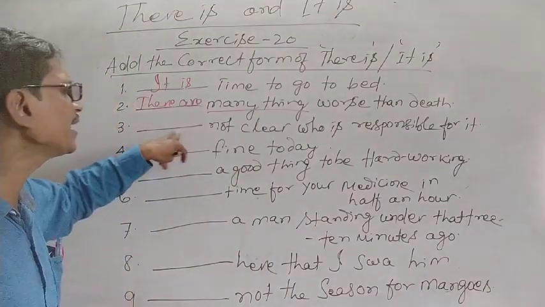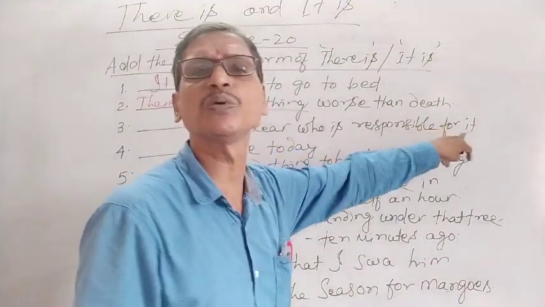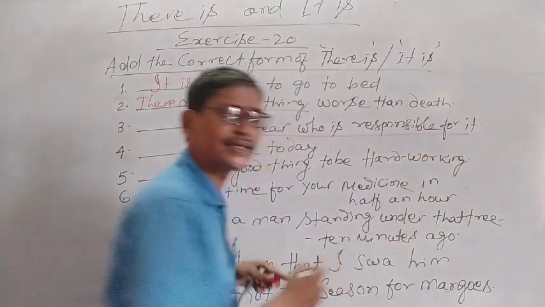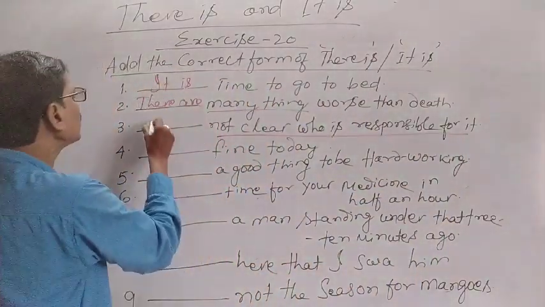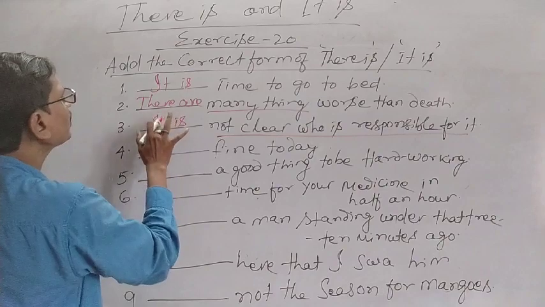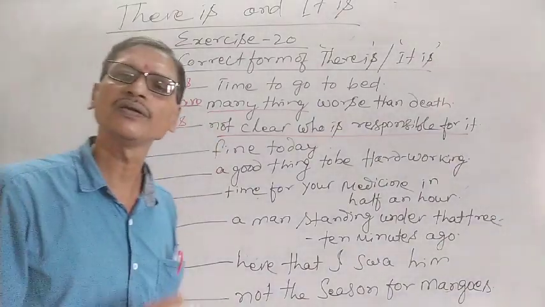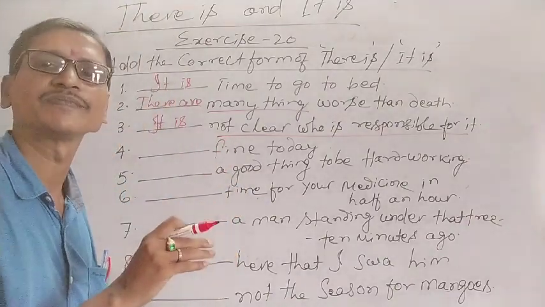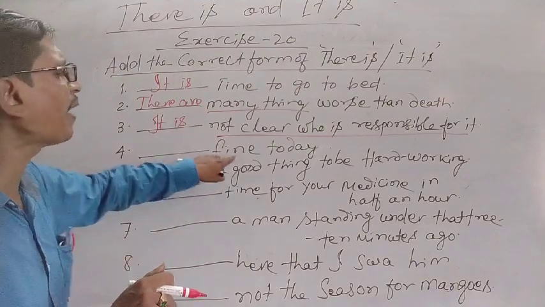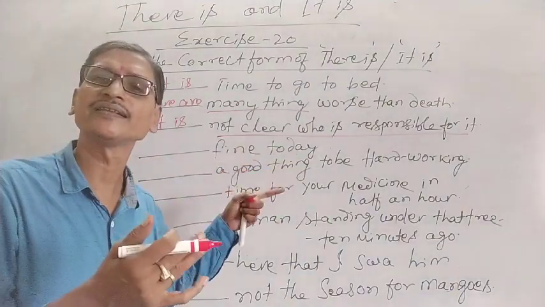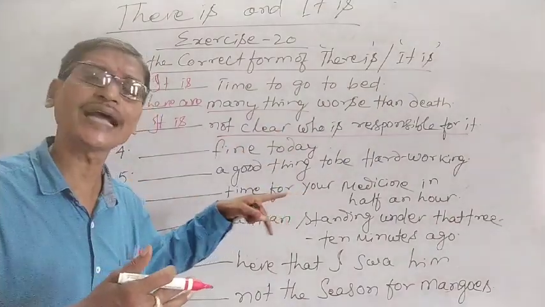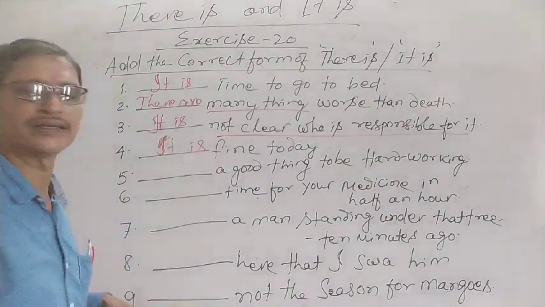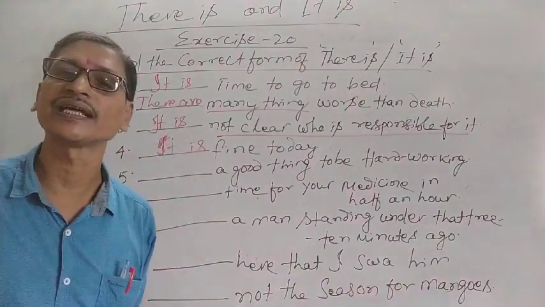Okay? So number 3, not clear who is responsible for it. Because "who is responsible for it" is a clause, we can use "it is not clear who is responsible for it". Similarly, number 4, fine today. It is talking about the weather, and again it is today, the present time. So we can use "it is fine today". Here "it" refers to the weather.